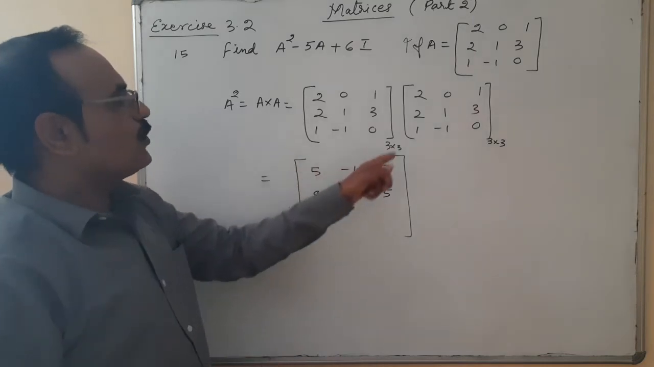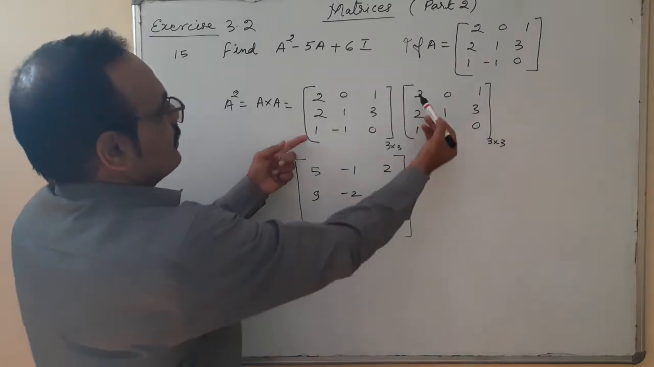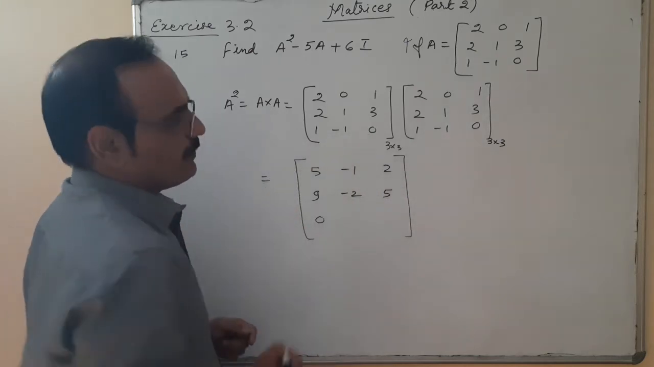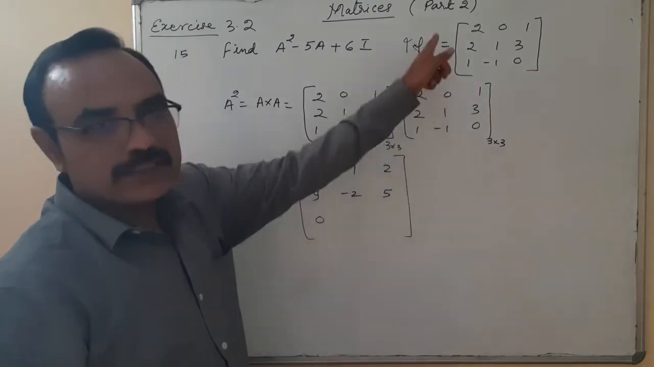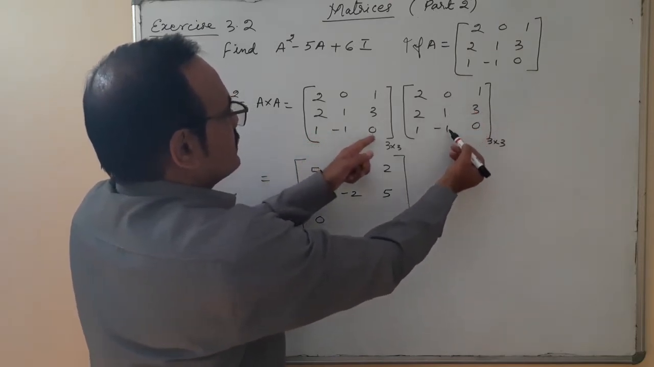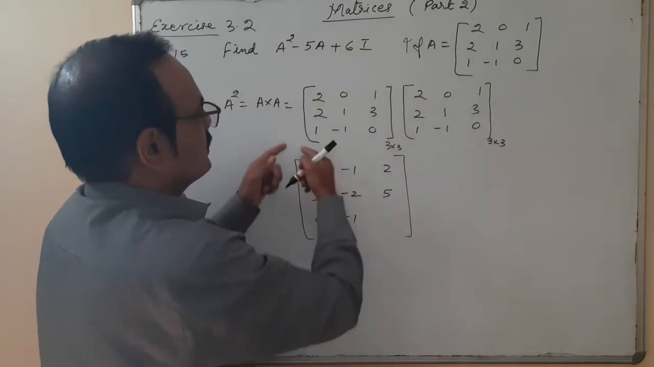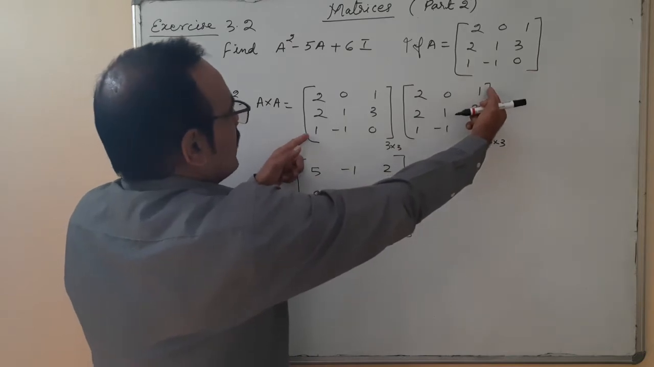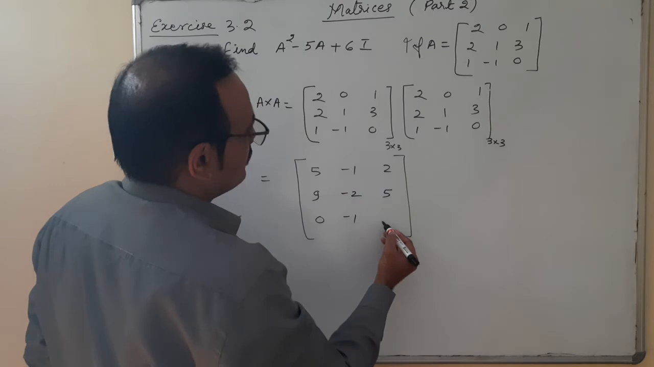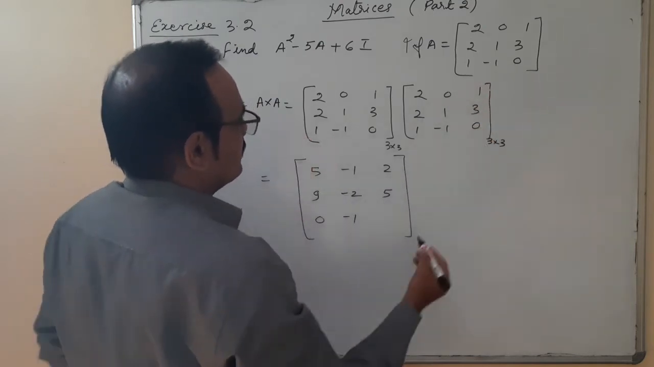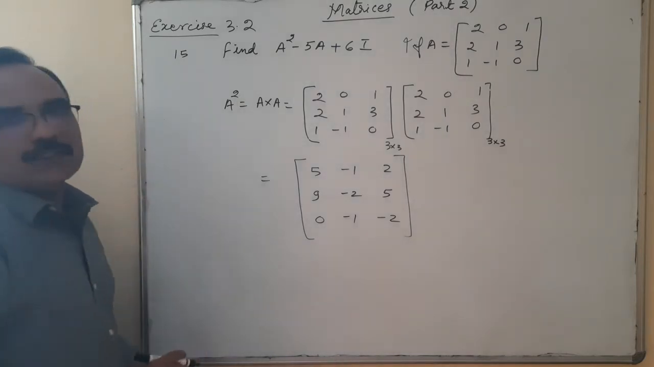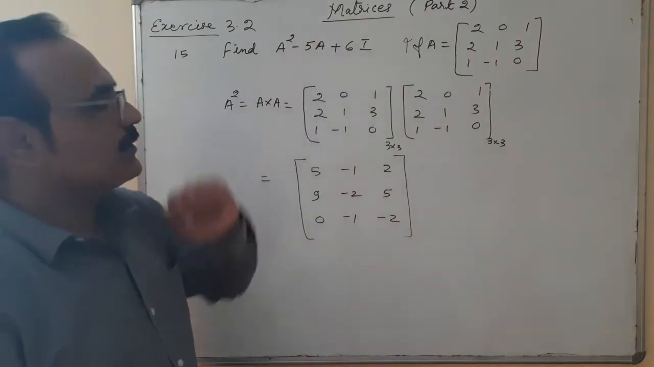And third row, first column: 2 minus 2, 0 and 0. Third row, second column: 0 minus 1, 0. Third row, third column: 1 minus 3, minus 2. What is it? It is the value of A squared. Now I'll substitute the value here.